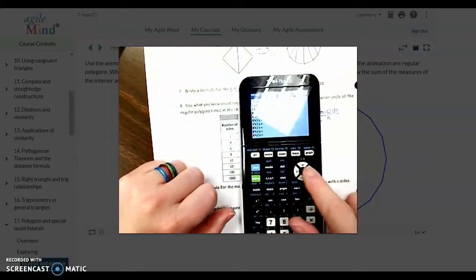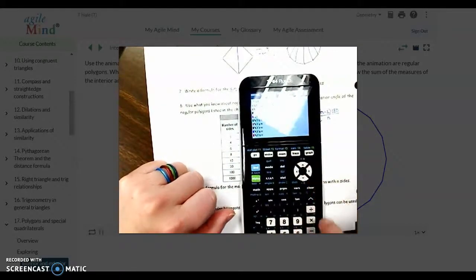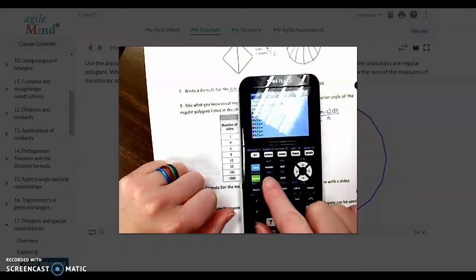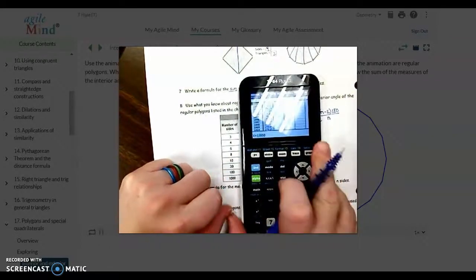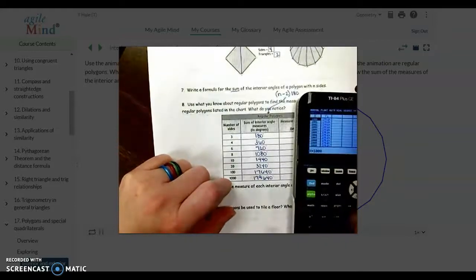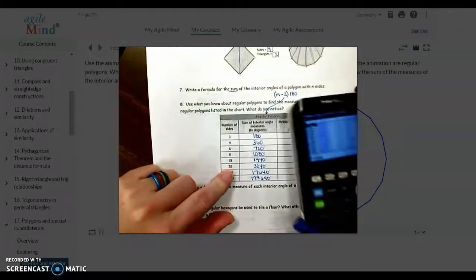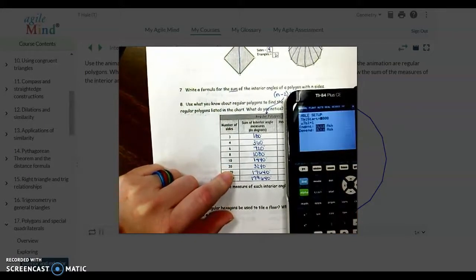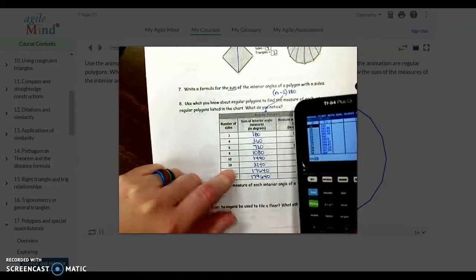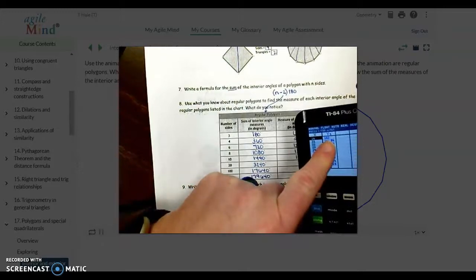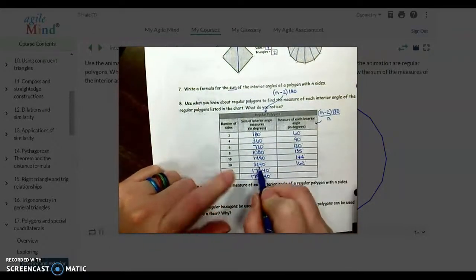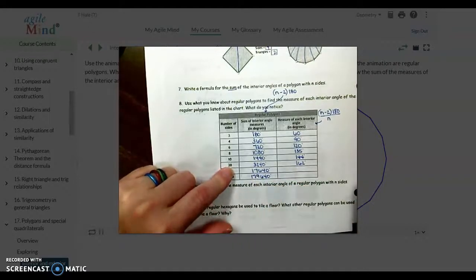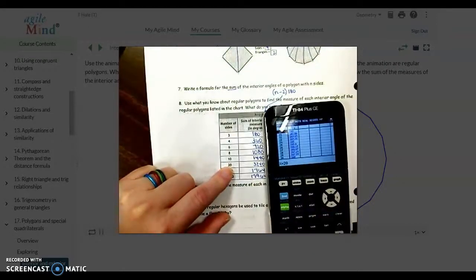Now if I want to know what each angle measure is, I'm going to go back to my y equals, and then I'm going to divide this by x, which is the number of sides. So now when I look at the table, it's telling me what each angle measure is. So let's go back to 20-sided. So I'm going to tell my table to start at 20. And so looking at my table, each angle would be 162 degrees. So again, I could do that by doing this divided by that, but I'm just having my calculator do it for me a little bit faster.